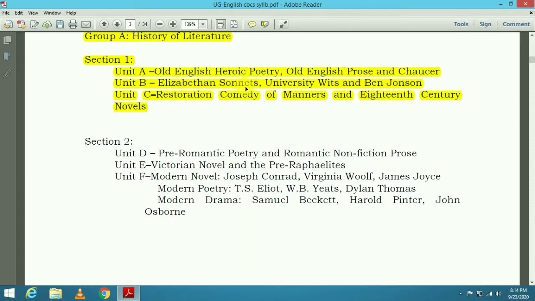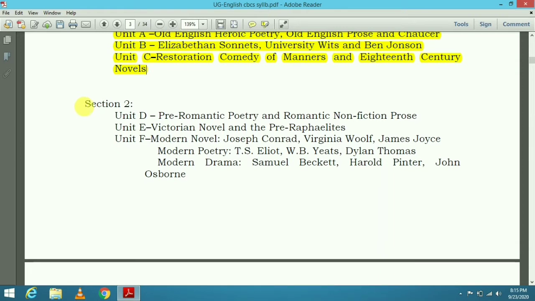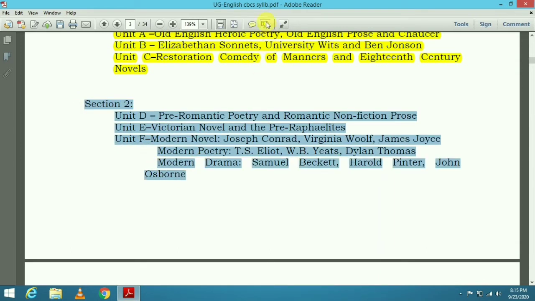In unit B you have Elizabethan sonnets. Elizabethan sonnets you are familiar with because you have read Shakespeare's sonnet number 18, I think. University Wits and Ben Jonson. Unit C, Restoration Comedy of Manners and 18th Century Novels. Now, the same thing will be here in section 2, and the units are D, E, F. In unit D, you have pre-romantic poetry and romantic non-fiction prose. Unit E, Victorian novel and pre-Raphaelites. Unit F, modern novel: Joseph Conrad, Virginia Woolf, James Joyce.